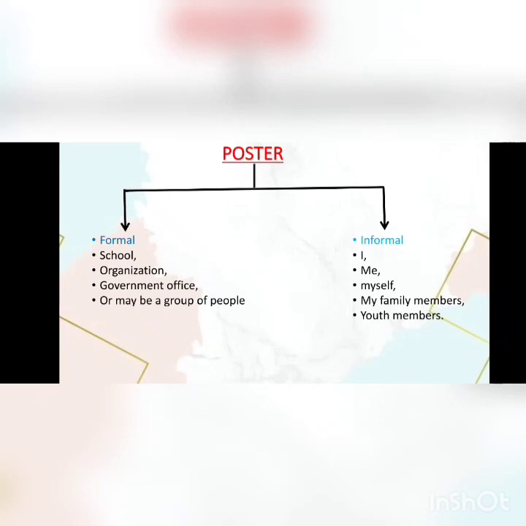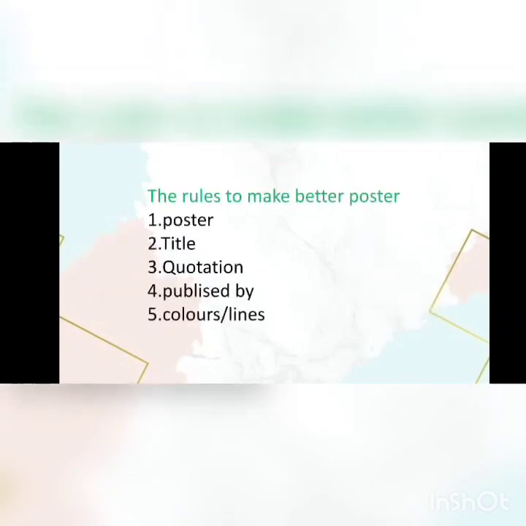So there are some rules to make a better poster, students. First you have to write poster, and then below that you have to write title. After that you have to write quotation, if you have any quotations. And after that, published by, it is very must, students, you should write it compulsory. And then colors, lines. So students, you should remember these 5 points. It carries an important role to make a better poster. If you want to get good marks, or if you want to look your poster attractive, these 5 points you should remember, students.